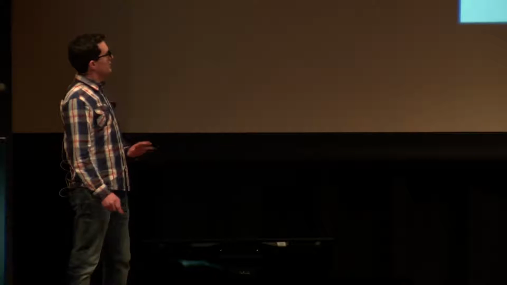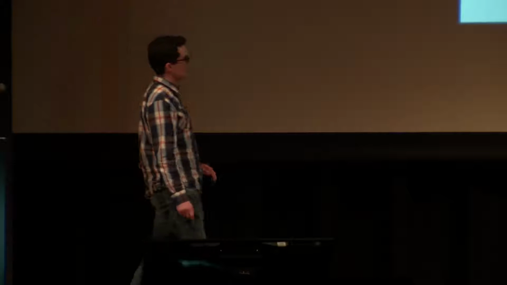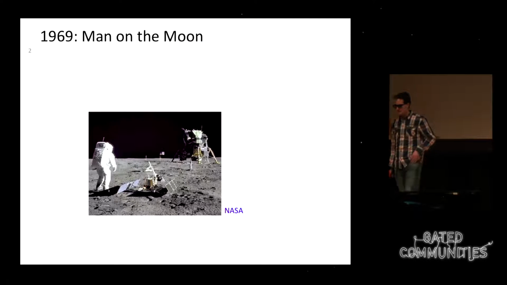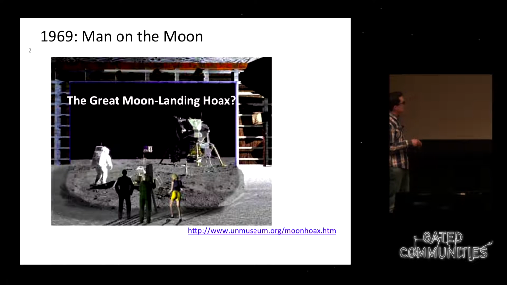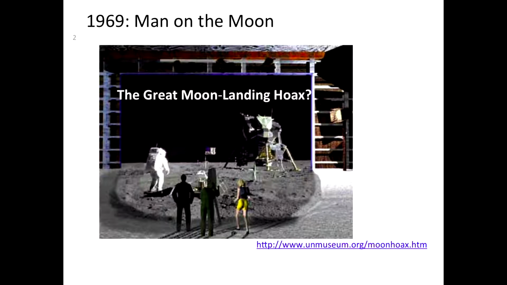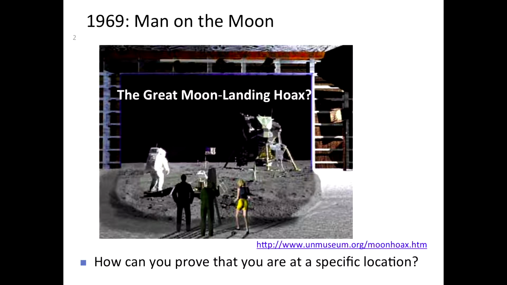In 1969, man first set foot on the moon, as you can see here on this picture, sent around the world by NASA. But maybe they haven't, actually. If you believe these kinds of conspiracy theories on the internet, then this scene has actually been filmed in some Hollywood studio. This is all fake. And this leads to one of the research questions that I'm investigating, namely, how can you actually prove that you are at a specific location? So I will come back to this question a little bit later in my talk.